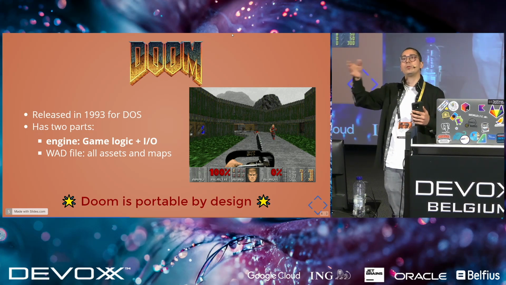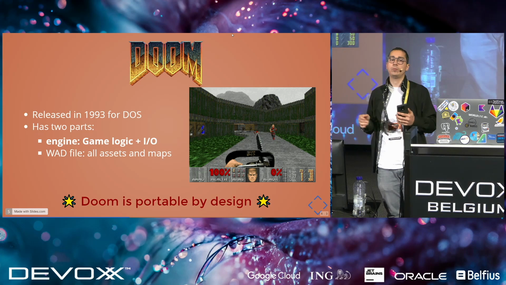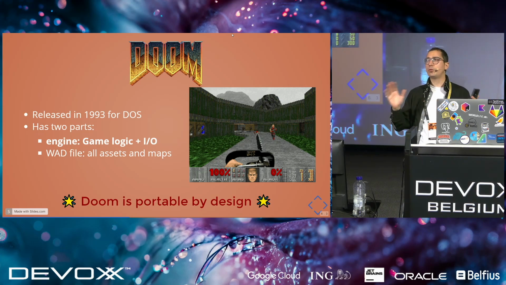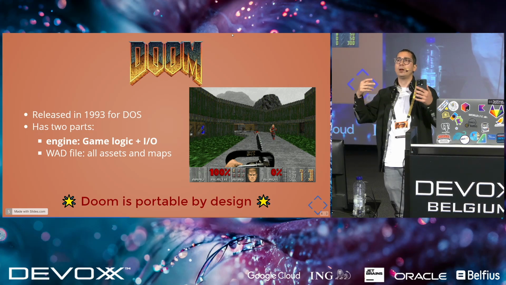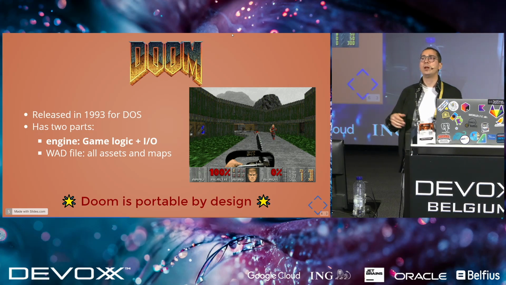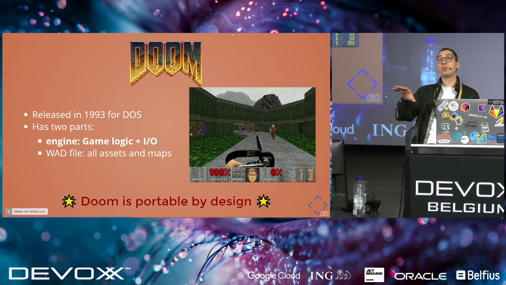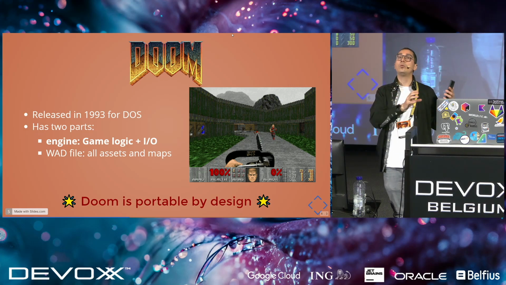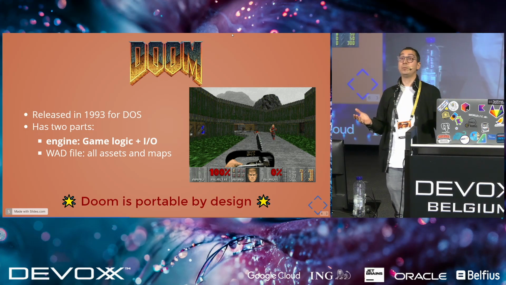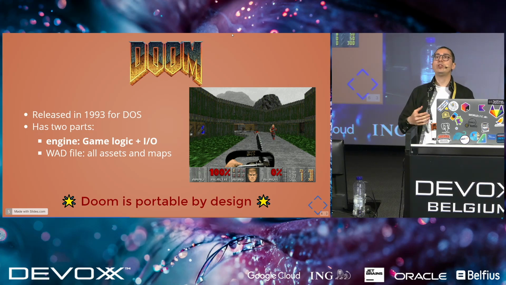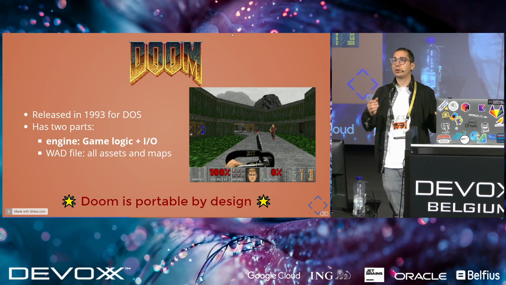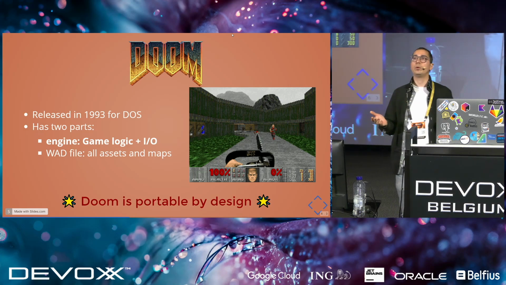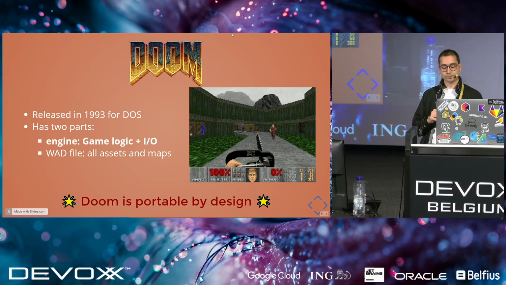Even how to draw a screen, how to draw a frame, is managed by the game engine. And all the resources, the music, the tiles, the sprites, the enemies and how they are drawn, the character and how he's drawn, the maps, the map data, everything is put into a WAD file. So what does this mean? If you have a Doom engine running on your platform, you can run WAD files on your platform, and you have a port available. So Doom is portable by design.